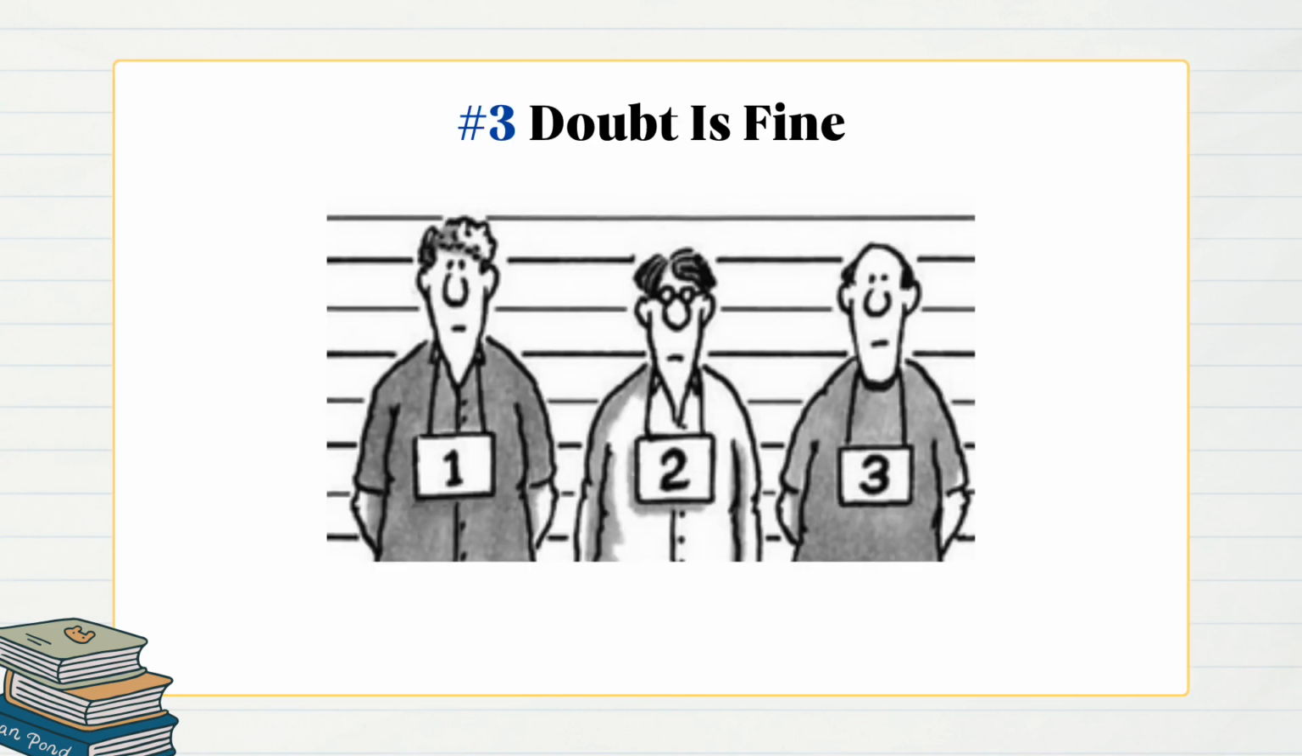So tip number 3 is doubt is fine. So it's good to remember that for these types of questions, they are not a must be true. We're just trying to strengthen or weaken the argument. So to better understand this principle, we'll look at an example. So let's say you're a detective and there's 3 suspects and you believe it's person A. But you don't know for a fact. There's also suspect B and C.